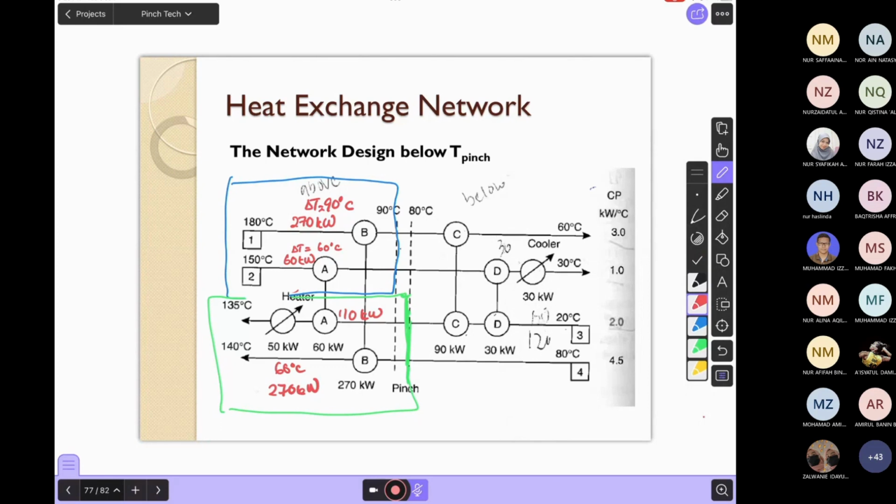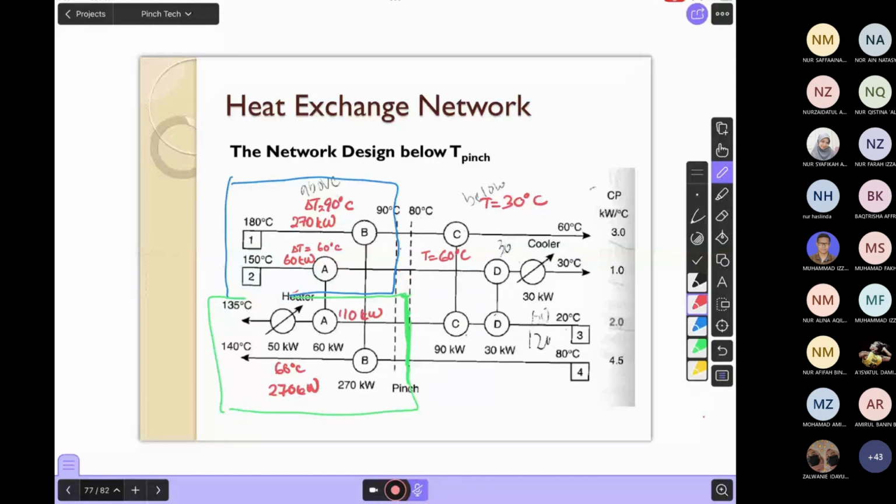Now, daripada 90 sampai 60. Berapa degree Celsius? Temperature berapa ni? 90 to 60? 30 degree Celsius. Saya tak nak cakap seorang-seorang. Tolonglah bercakap dengan saya. Okay. And then here, 90 to 30, berapa temperature dia? 60. 60 degree Celsius.